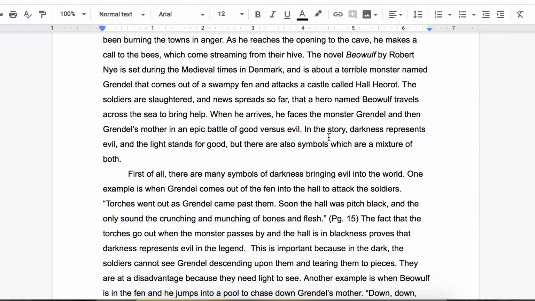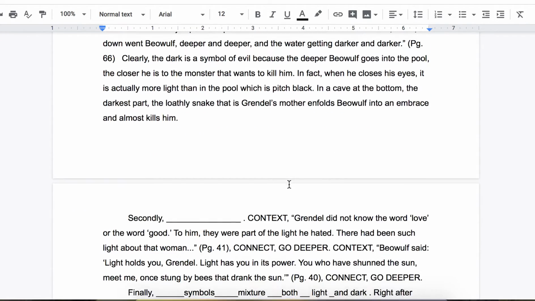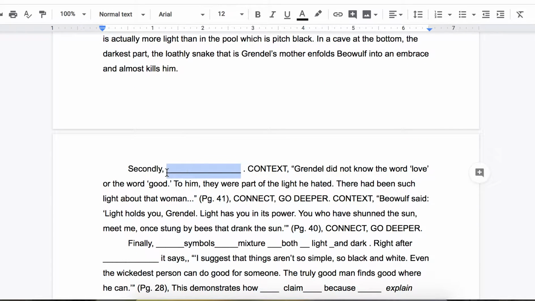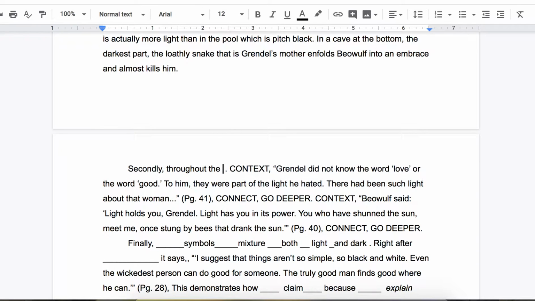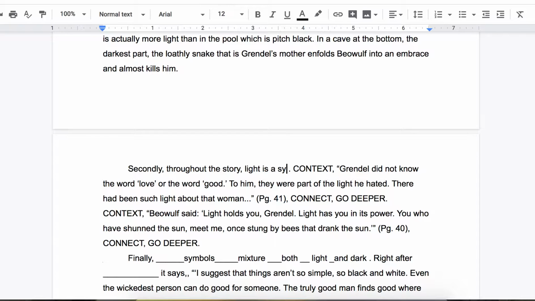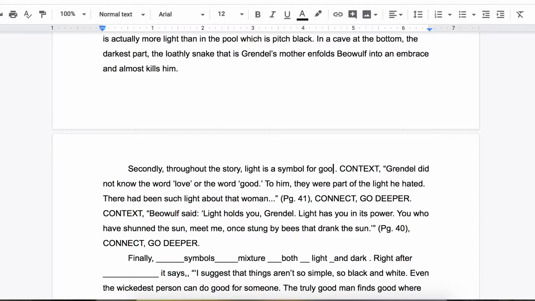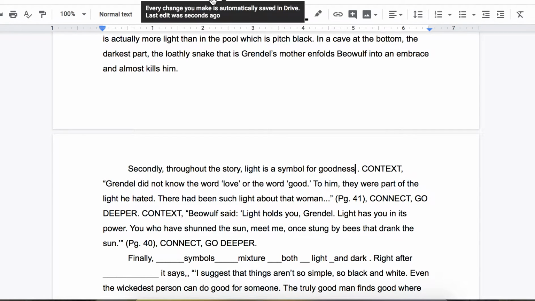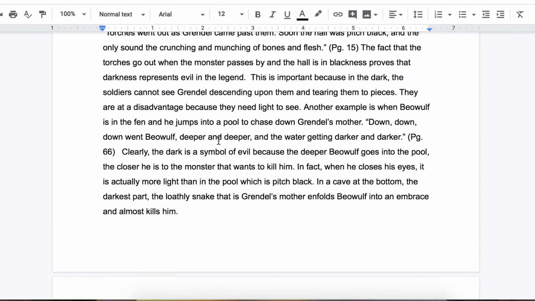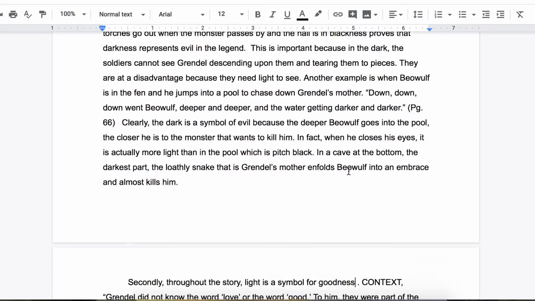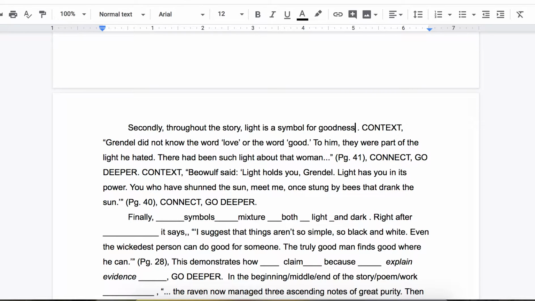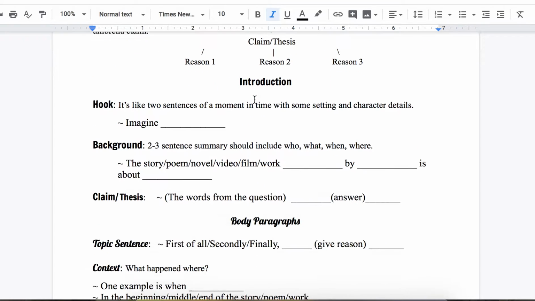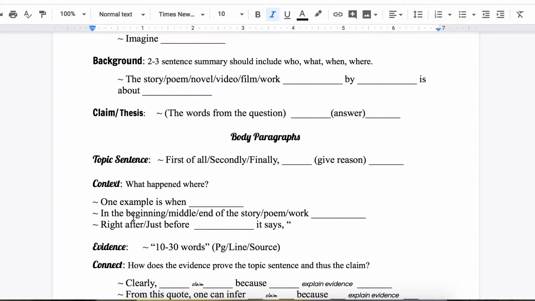My claim thesis is, in the story, darkness represents evil and the light stands for good. But there are also symbols which are a mixture of both. In my second body paragraph, I'm really going to be talking about how light is a symbol for goodness. Secondly, throughout the story, light is a symbol for goodness. Then I go to my context. My context up here, I was using one example is when and another example is when. Other context sentence starters are in the beginning, in the middle, in the end, or right after, or just before.